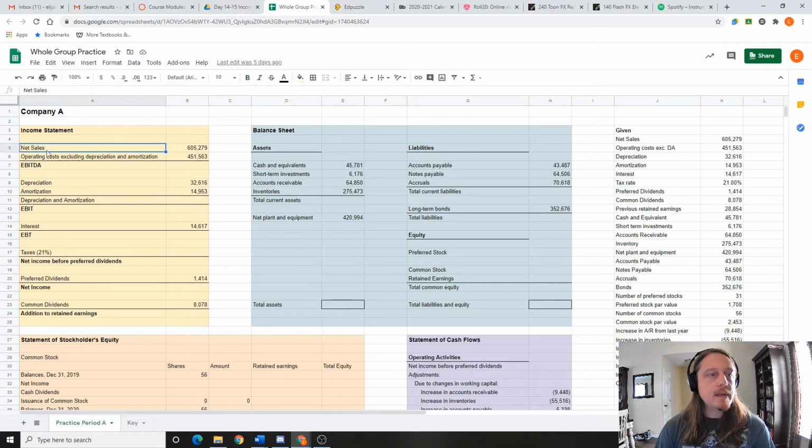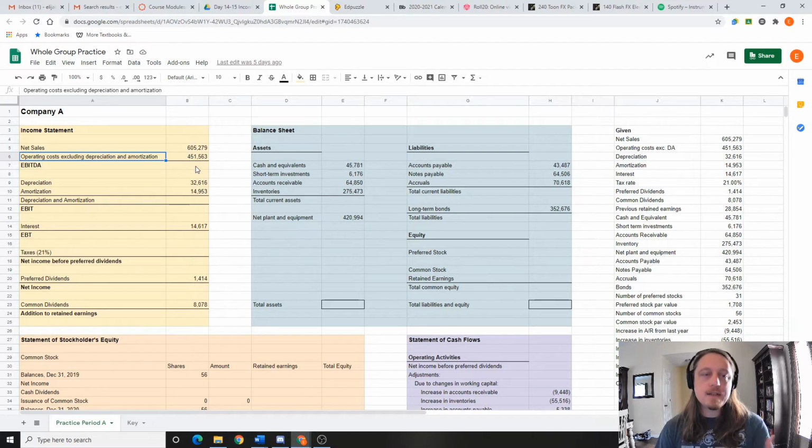So this Company A had net sales of $605,279. So that's how much they sold. That's how much money they made off the sales. And that would be over here in given. That's where that came from. Okay, now of course you can't just make things without it costing something, typically. So this is operating costs, excluding depreciation and amortization. Okay, so this is what it would cost just to make that $605,000.